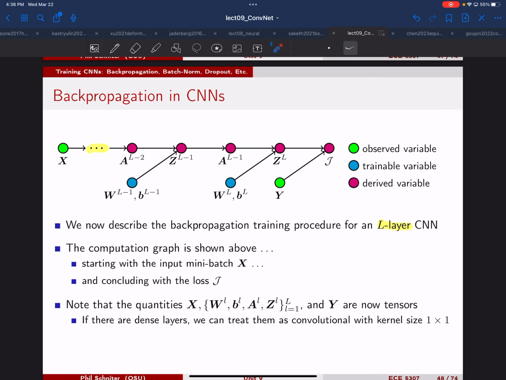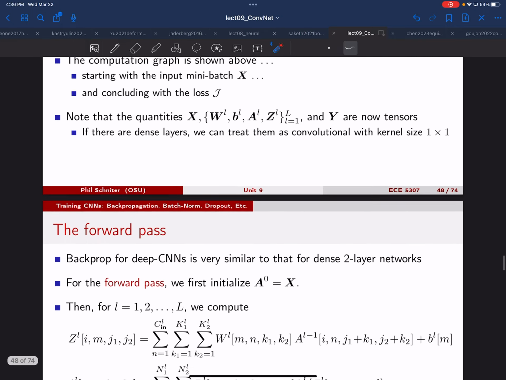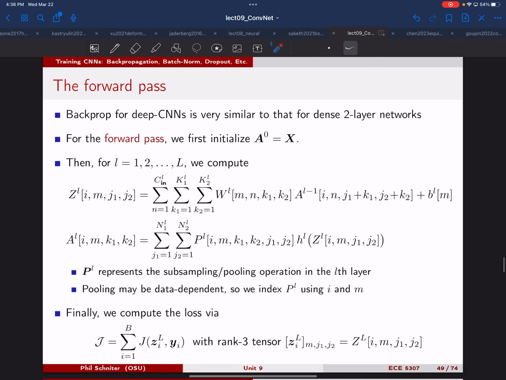And so when you think about the total number of parameters, we're going to have weights and biases for layers little l, 1 through big L. And if there's dense layers, you can think of a dense layer as a special case of a convolutional layer with a 1-by-1 kernel. So that means that we don't really have to treat the dense layers any differently. We can just think about them as a special kind of convolutional layer, a simple kind. Okay, so this is what the forward pass looks like.